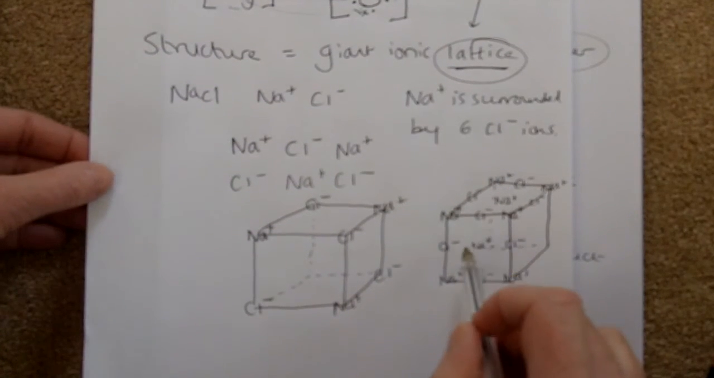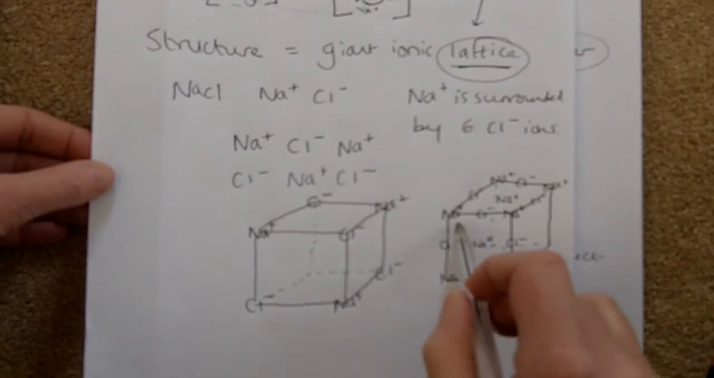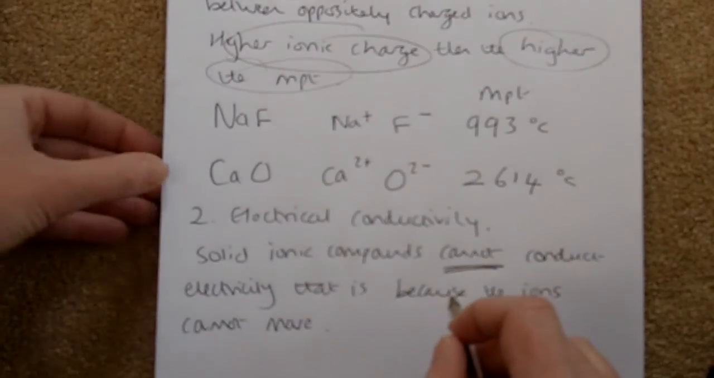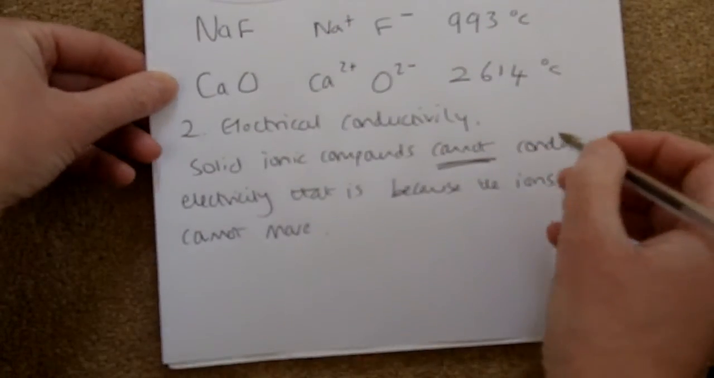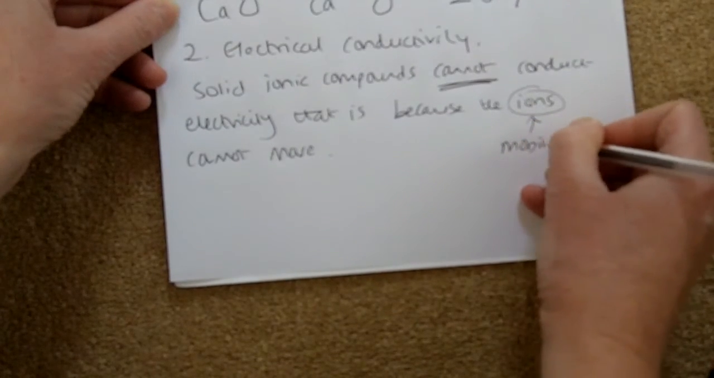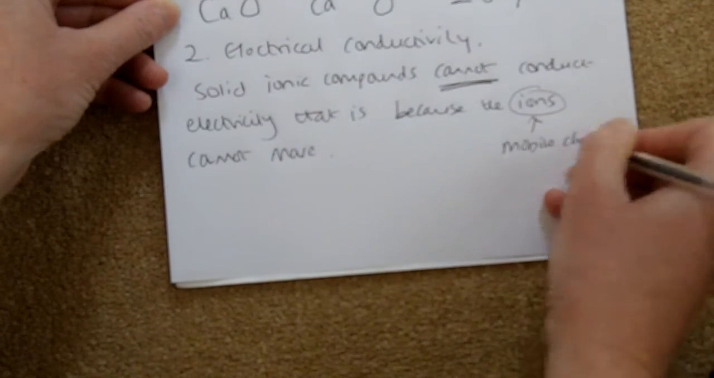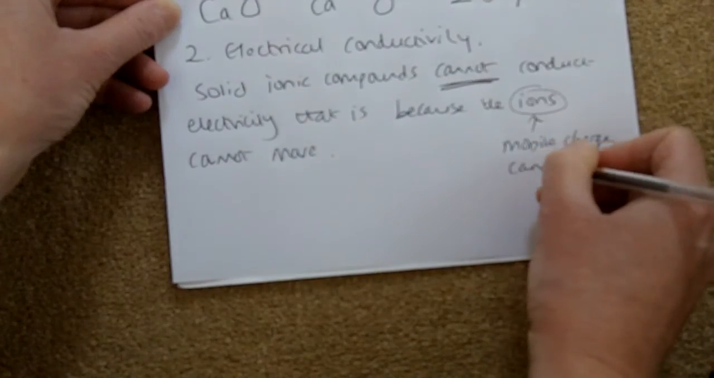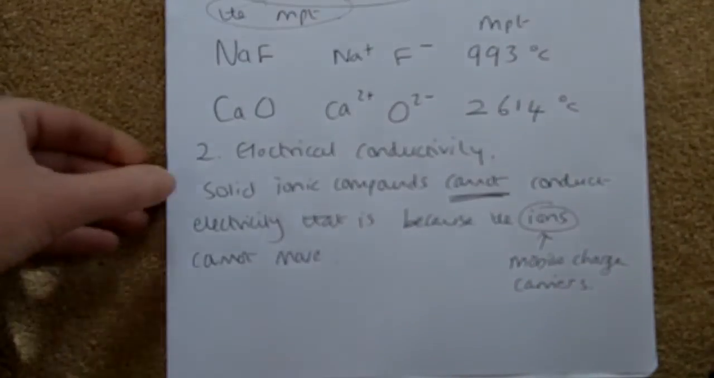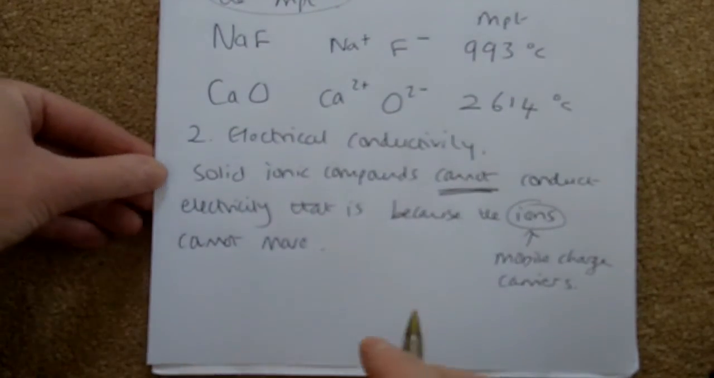Sometimes the term mobile charge carriers is used. When you're conducting electricity, you need something to carry the charge. In a solid there aren't any mobile charge carriers, there are no ions that can move, so it cannot conduct electricity.